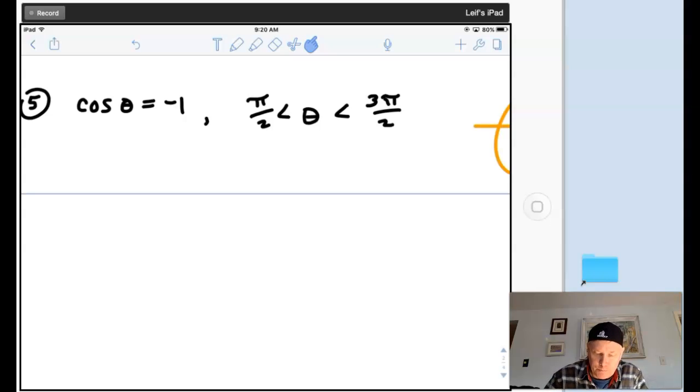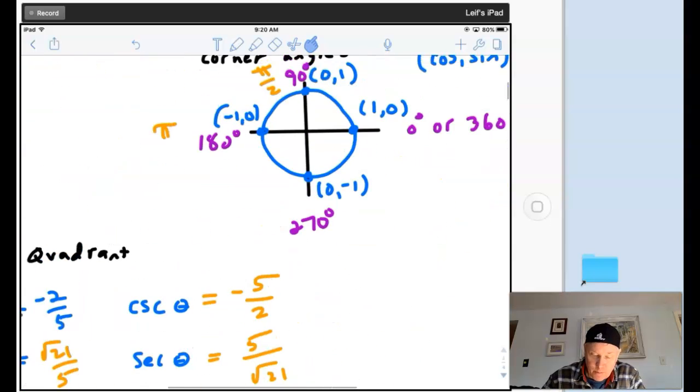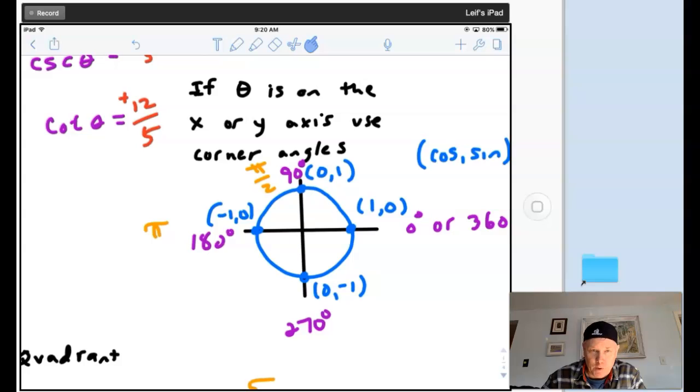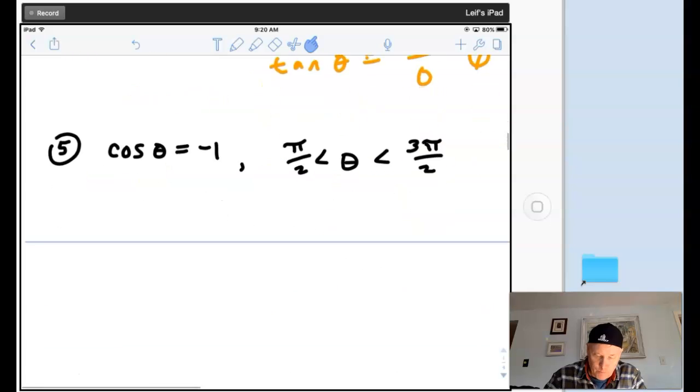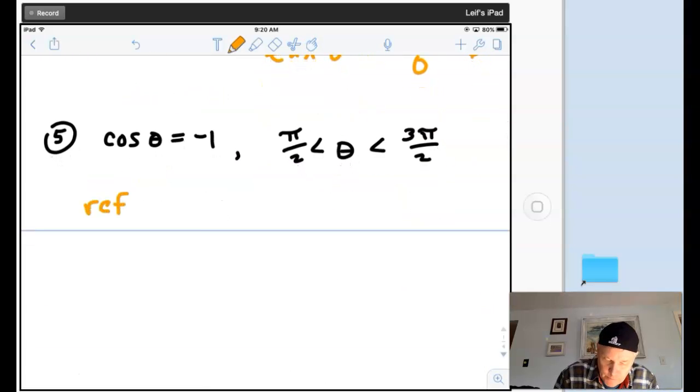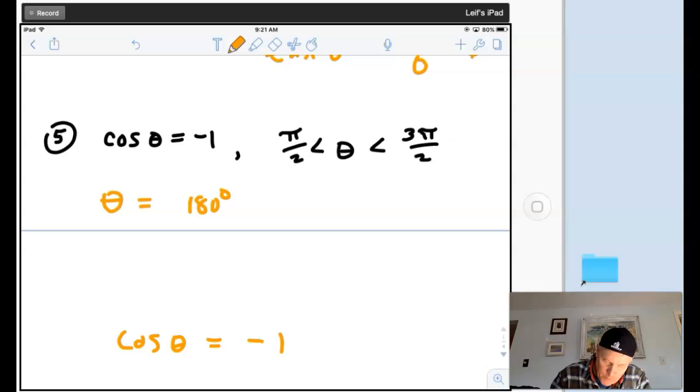And if cosine is -1, once again, I see zeros and -1s. Those usually tip me off that it's going to be these on the corner angles. Cosine's -1. I'm looking right there. There's my -1 is the x coordinate at 180 degrees. So 180 is my reference angle. Okay. And well, that's theta. I'll get to reference angles in a little bit. It is a reference angle too, but theta equals 180. Okay, so I got cosine. I need sine, and I need tangent.